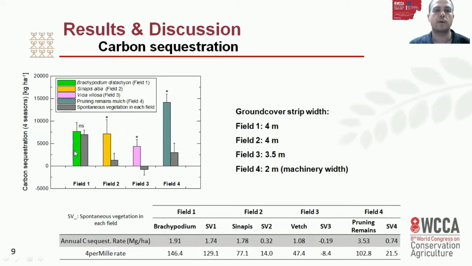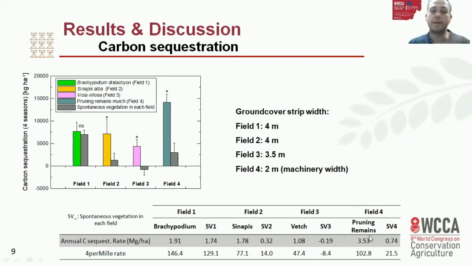Regarding carbon sequestration, we observe that all seeded and inert ground covers provide better results than the spontaneous vegetation during the 4th season. The unit, kilogram per hectare, refers to hectare of ground cover strip, not hectare of olive orchard. For instance, in field 4, a big amount of biomass is applied on only 2 meters, which corresponds to the machinery width.